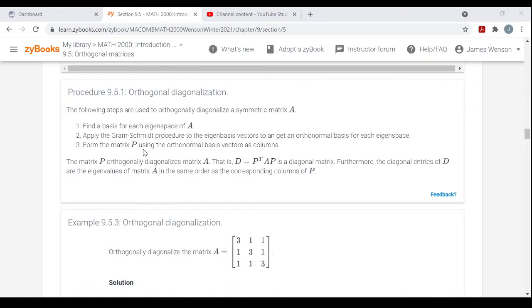Form the matrix P using these orthonormal basis vectors from step 2 as columns. And that matrix P will orthogonally diagonalize matrix A, right? Meaning that P transpose times A times P will be equal to a diagonal matrix D. Furthermore, as with diagonalization before, the diagonal entries of this D matrix will be the eigenvalues of matrix A in the same order that you put those columns of P in, the corresponding columns of P.